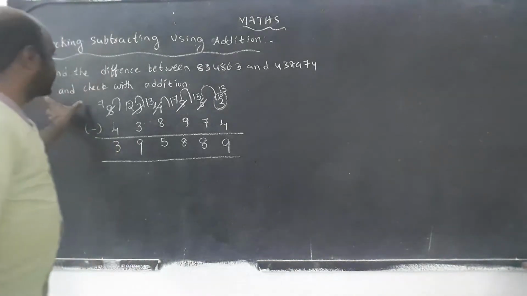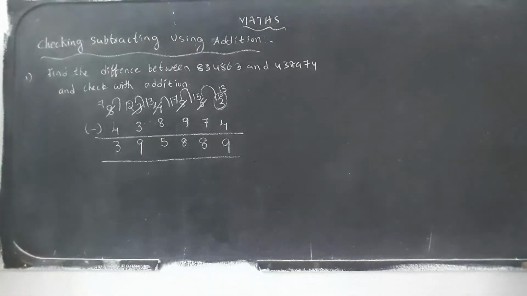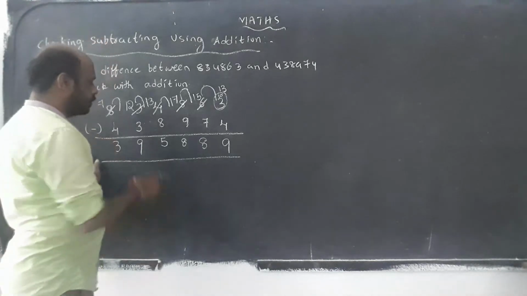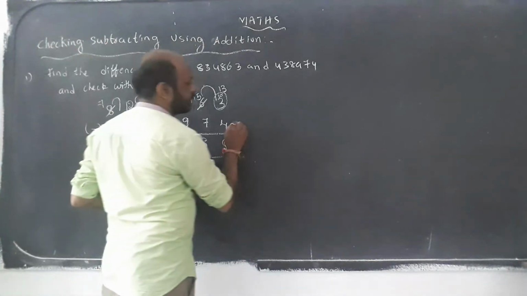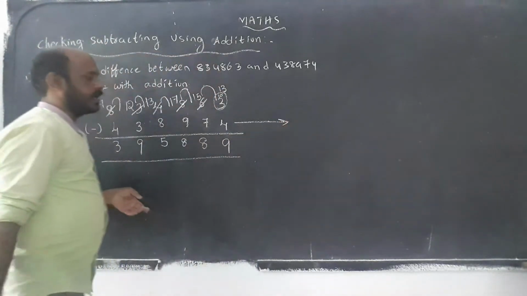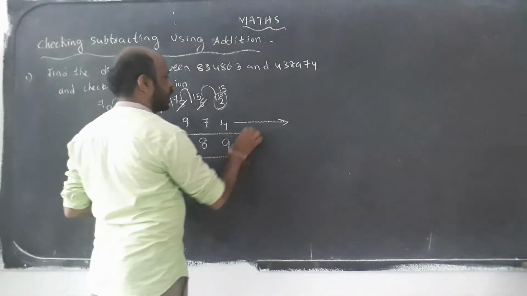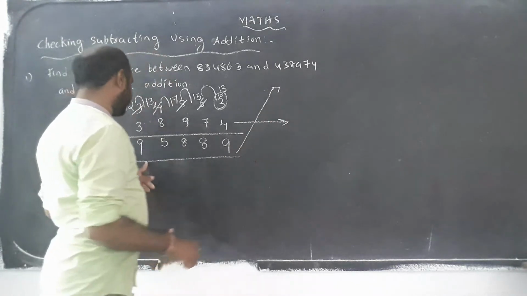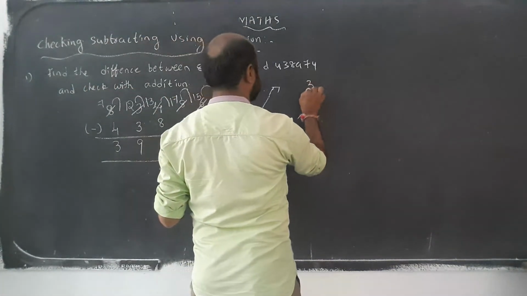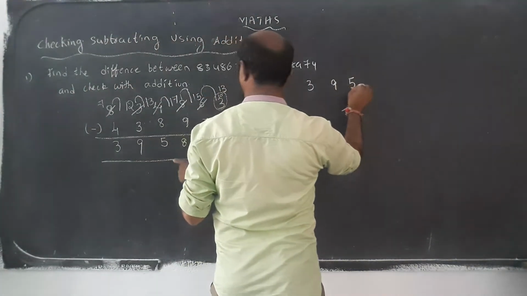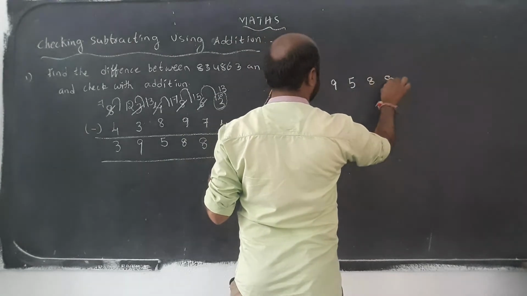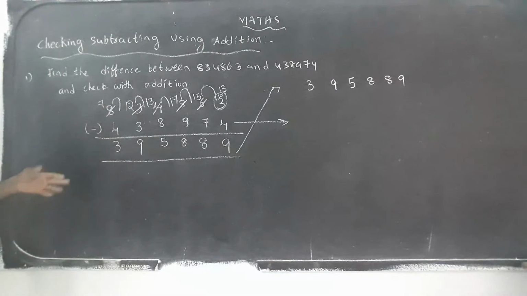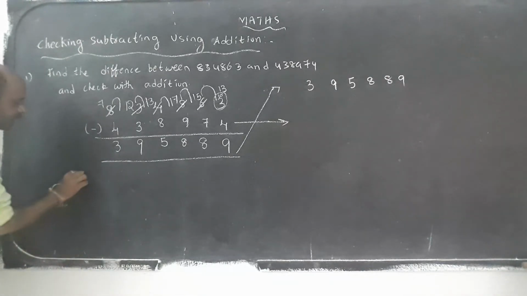Now what is it asking? Check the answer with addition, to see whether we are doing it correct or wrong. Then we write the smaller number down. Then the difference should be written above it. Whatever difference we got, 3,95,889, this one we write as the difference.